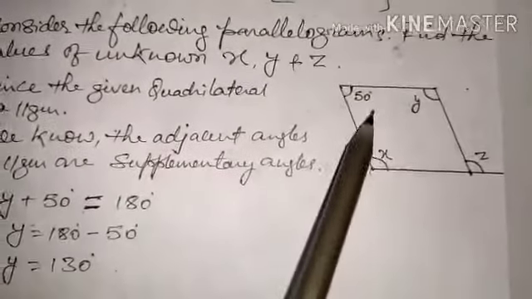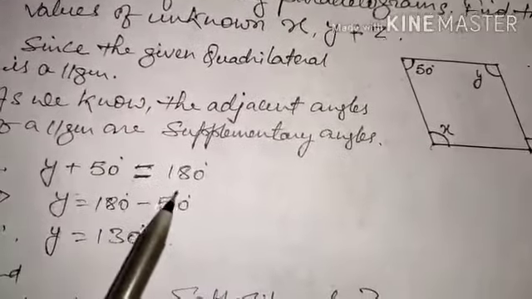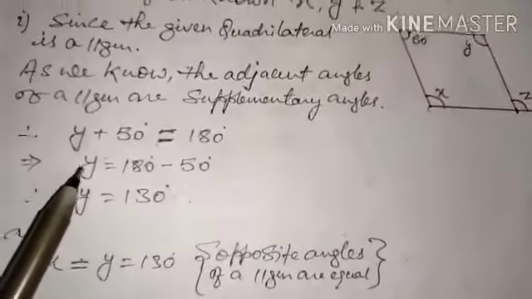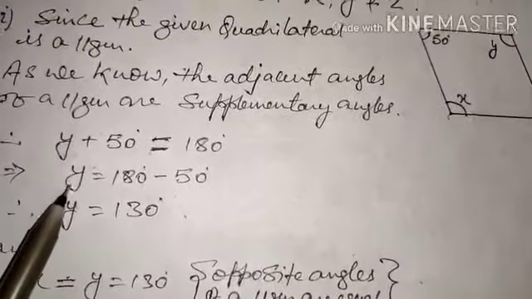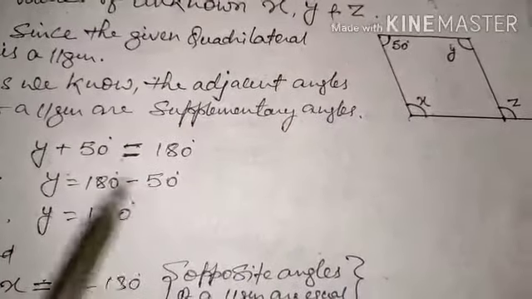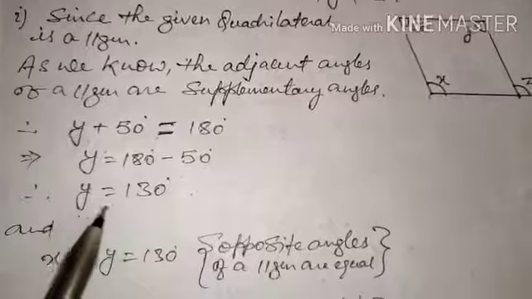So y plus 50 is equal to 180. That only I have written, and the reason is already written, that's why I am not writing it over here. y is equal to 180 degrees minus 50 degrees. Doing the transposition, y is equal to 130 degrees.